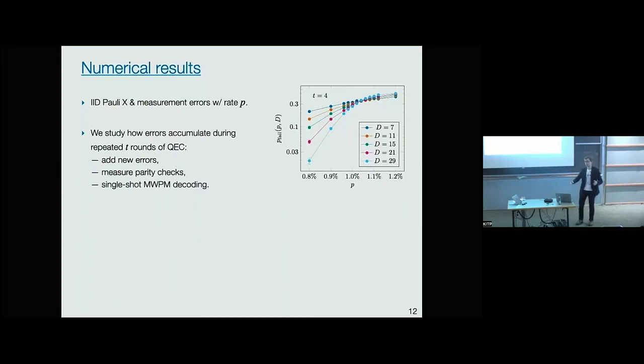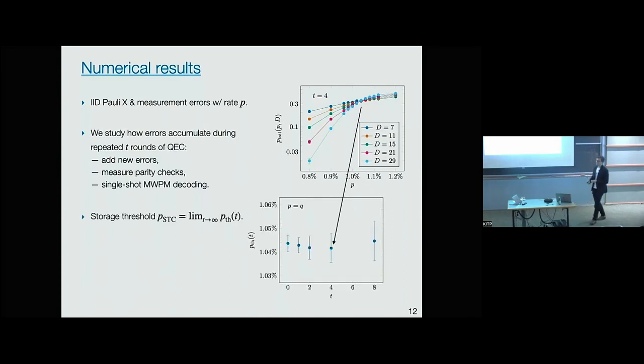more rounds of quantum error correction, if we increase the parameter t here. So this is what we can call the storage threshold. Basically, we're interested in the limiting behavior of the threshold. So this point in this plot is basically read off from the plot that we just discussed. And we see that the storage threshold of the subsystem toric code is above 1%.